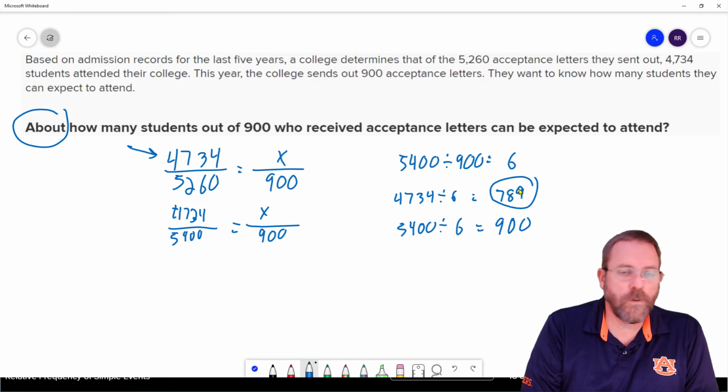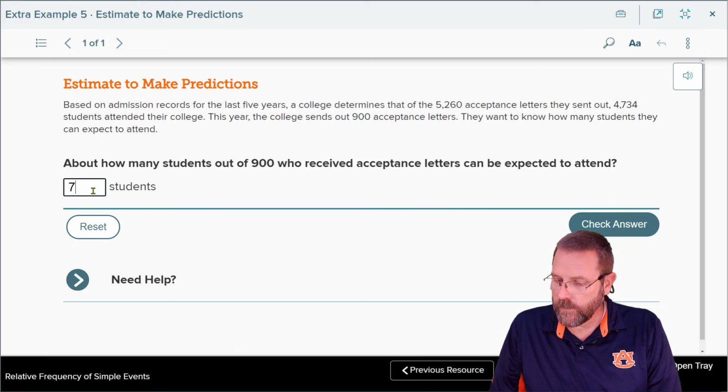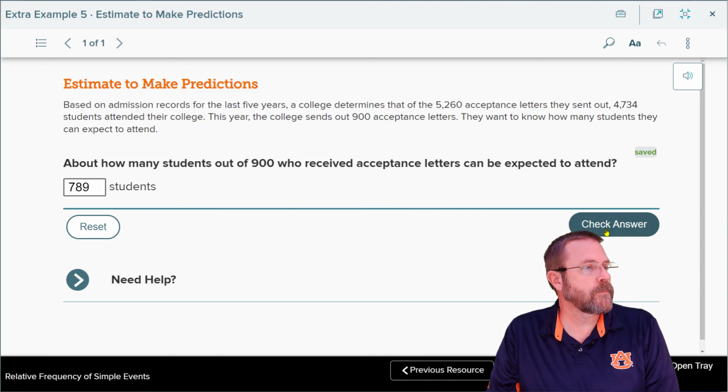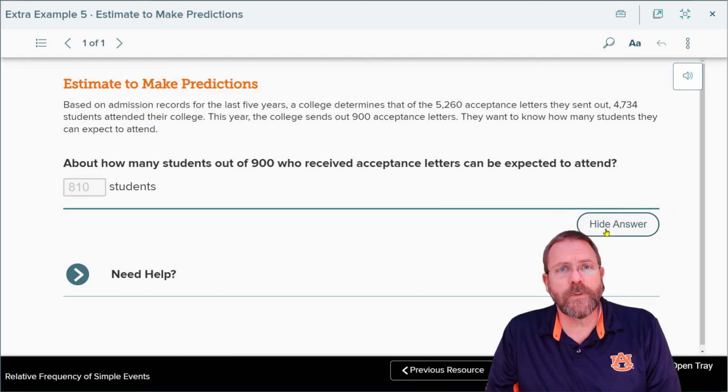Now let's see how close we are to what they came up with, the way they did it. We're going to type in our 789, hit check, and they came up with 810. That's one of the things about when you're using abouts and estimating, the answers can vary some.